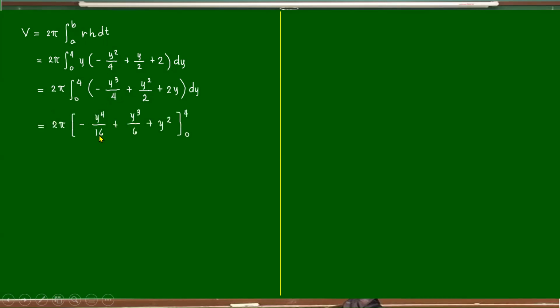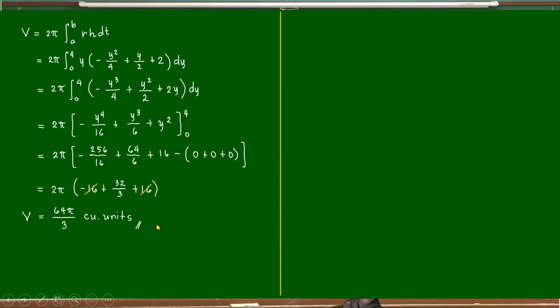Integrating, getting negative y to the 4th over 16, y cubed over 6 plus y squared. Then multiplied by 2 pi. So this is evaluated from 0 to 4. So getting 2 pi. At the upper limit, we have negative 256 over 16 plus 64 over 6 plus 16. Everything is 0 at the lower limit. So getting 2 pi times, so this is negative 16, this is 32 over 3, plus 16. And then giving what? 64 pi over 3. Okay, so that's the volume. 64 pi over 3 cubic units.